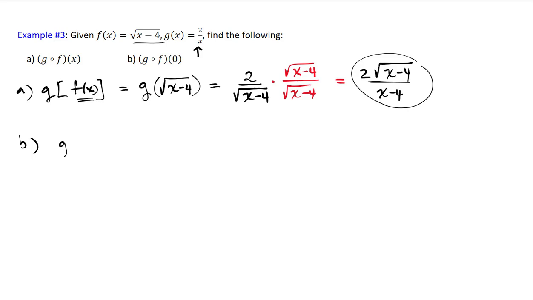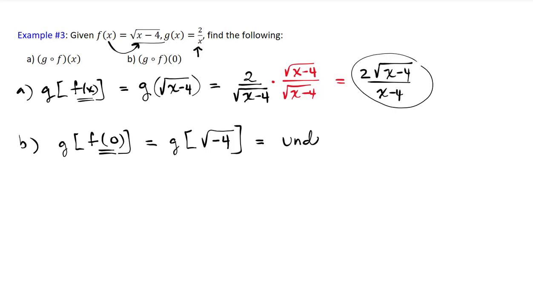On letter B, we have g circle f of 0. So again, by its definition, that's g of f of 0. We'll start with f of 0. So f of 0 here is replacing the argument of the function f with 0, which is going to give us the square root of negative 4. But note that the square root of negative 4 is not a real number. Therefore, g of a non-real number is undefined.